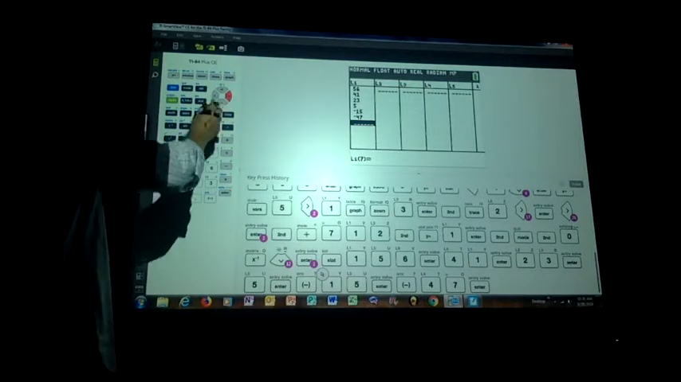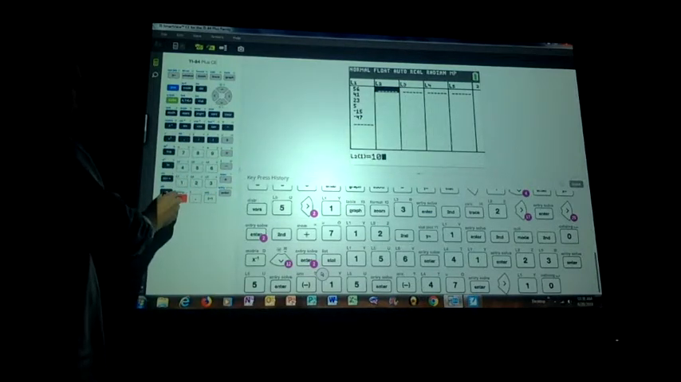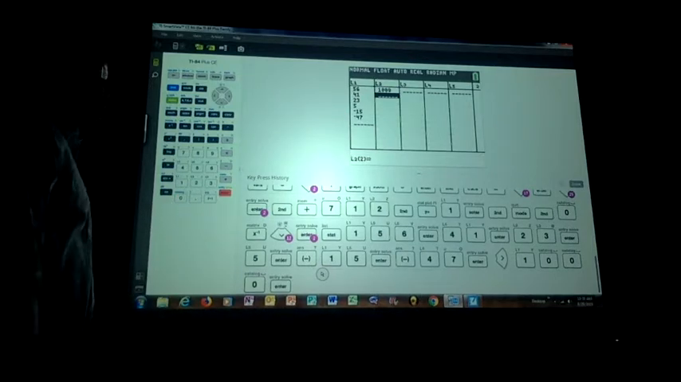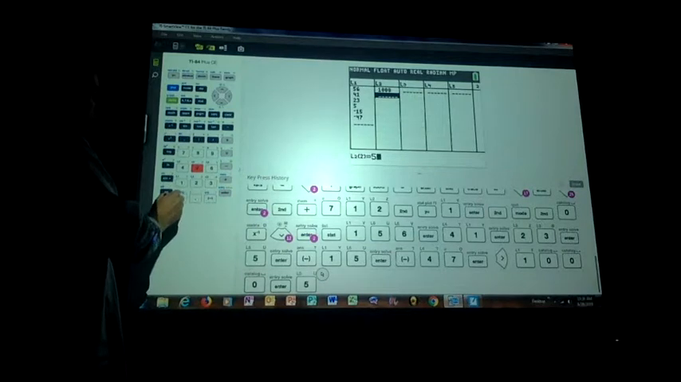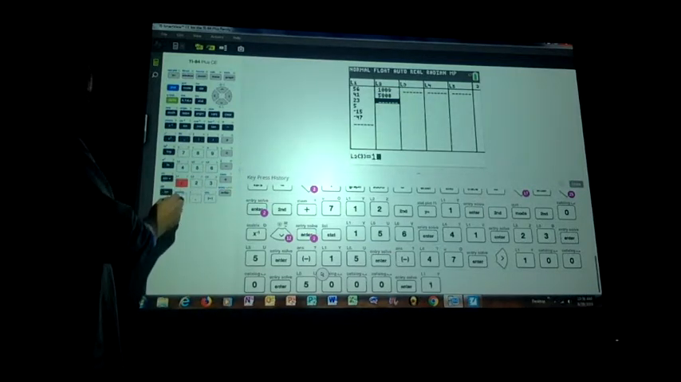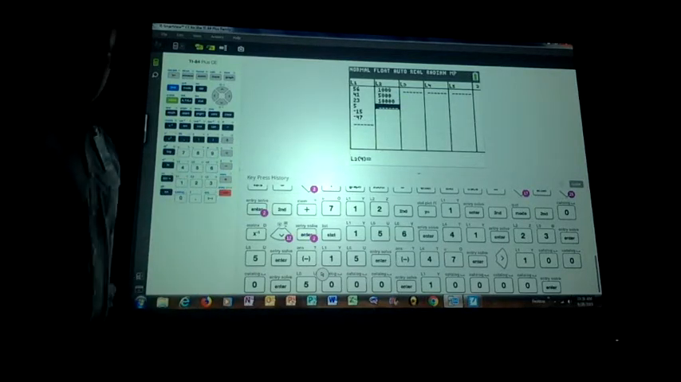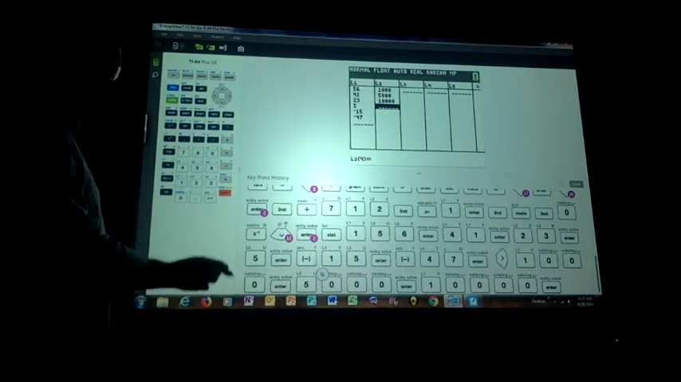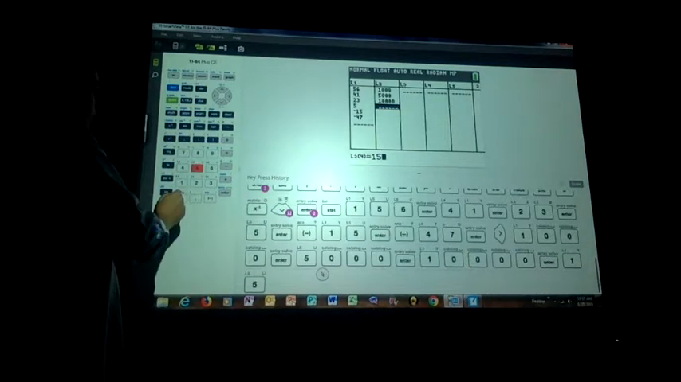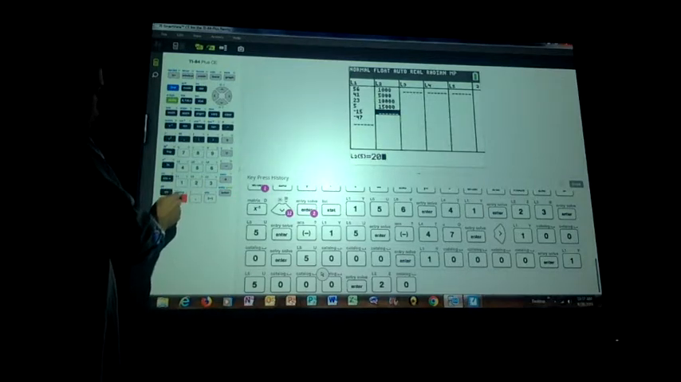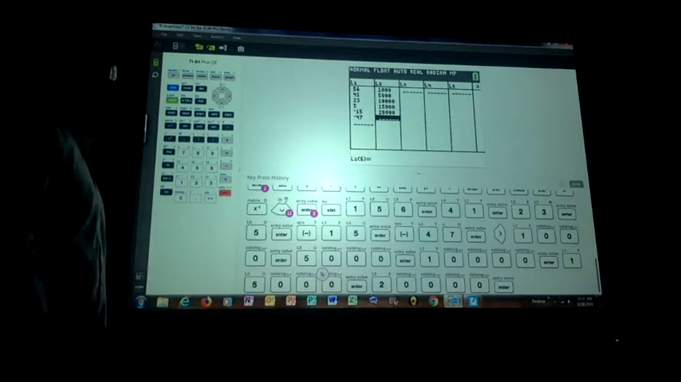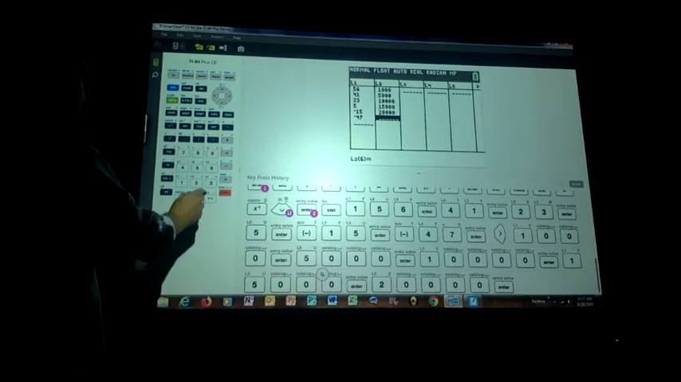Okay. Now we're going to go 1,000 feet, 5,000, 10,000, 5, 10,000, 15, 20, 30.